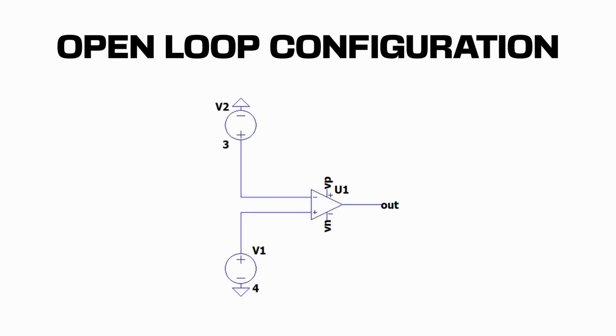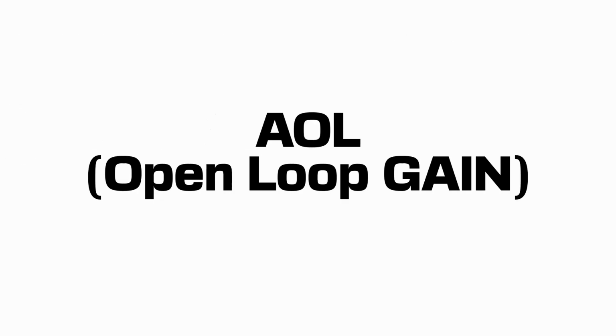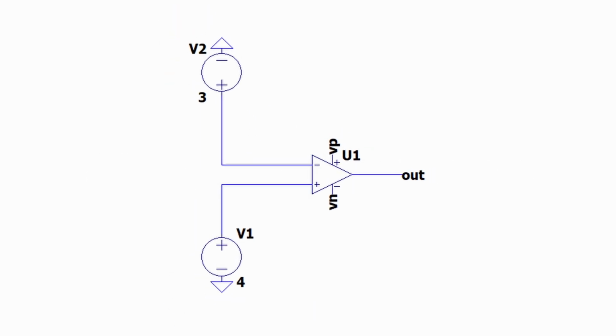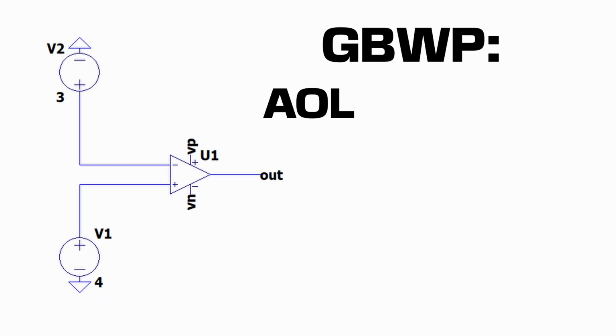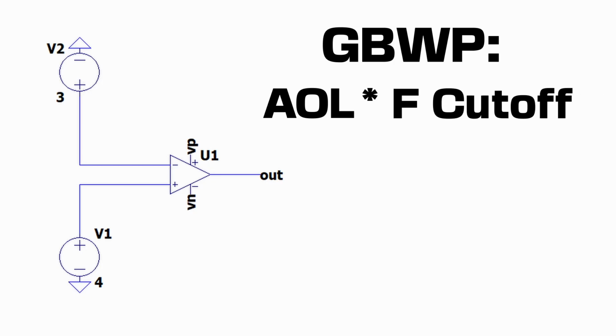In an open loop configuration, the gain of the op-amp is provided on the spec sheet and is labeled AOL. For an open loop op-amp circuit, the gain bandwidth product is just the open loop gain of the op-amp multiplied by the cutoff frequency, or -3 dB below the top flat line.